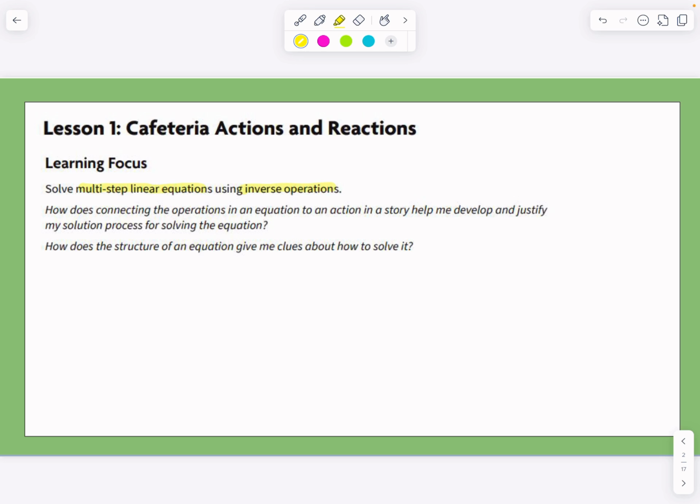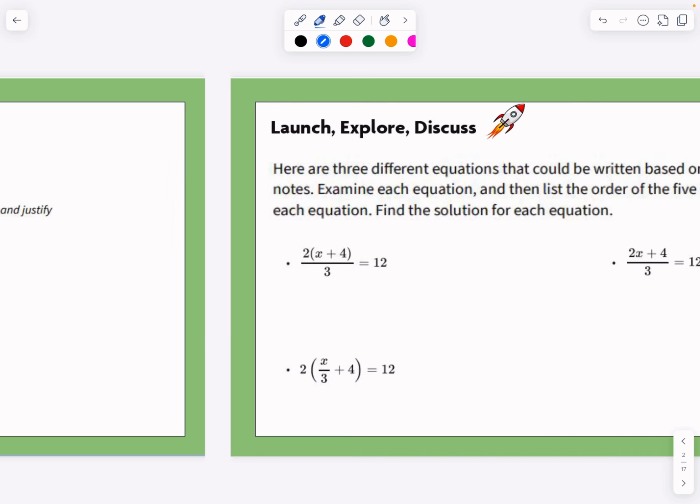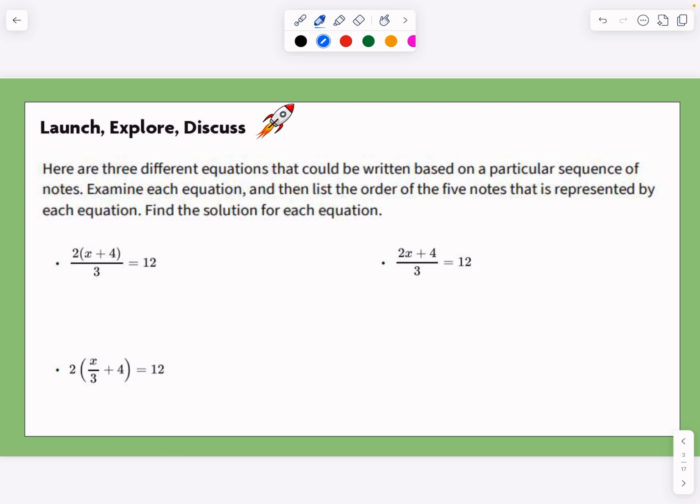Our questions today are: how does connecting the operations in an equation to an action in a story help me to develop and justify my solution process for solving the equation? We're talking about operations for solving equations there. And how does the structure of an equation give me clues about how to solve it? When we look at different equations today, we're going to look at how things are set up to see what might be the best way to go about solving something.